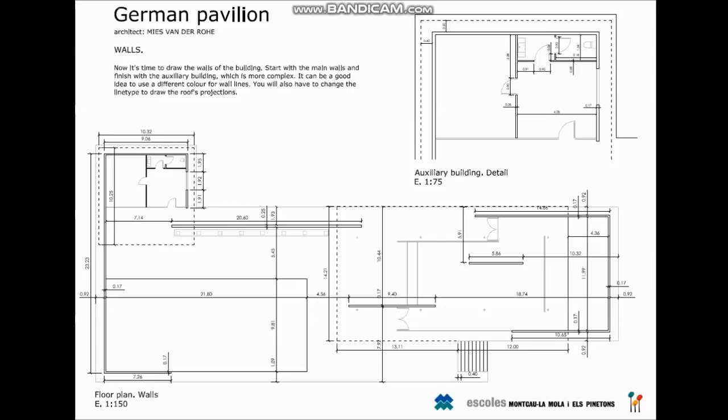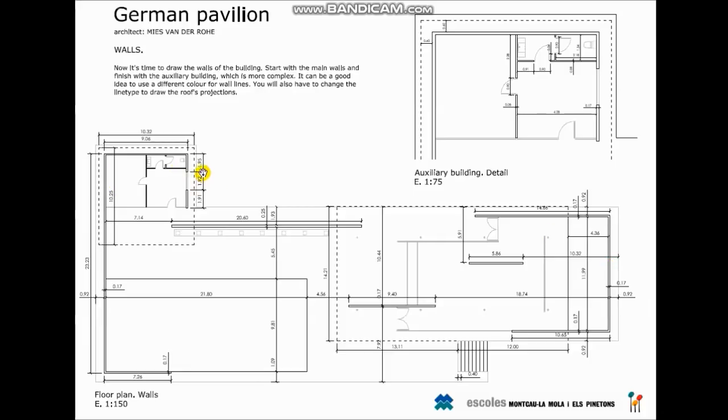Hello again, this is AutoCAD Quick and Easy, and in this video tutorial we will carry on with the explanation of the German pavilion. In this case we are going to make the walls. If you look closely at the plan, you will notice that all the exterior walls are 92 centimeters apart from the perimeter. So this is 92 centimeters, this is 92, 92, 92 and 92.